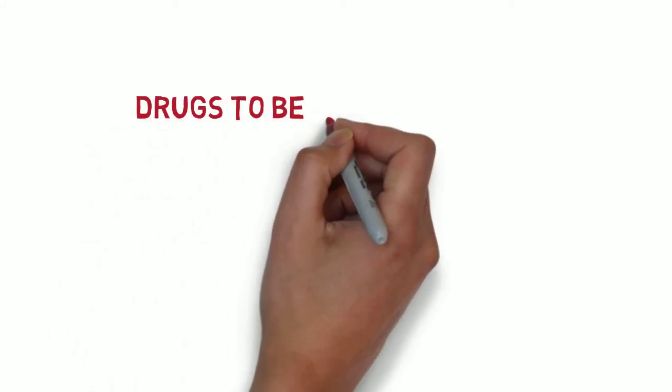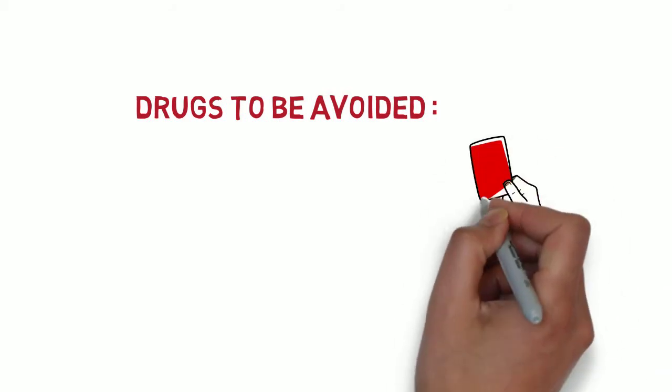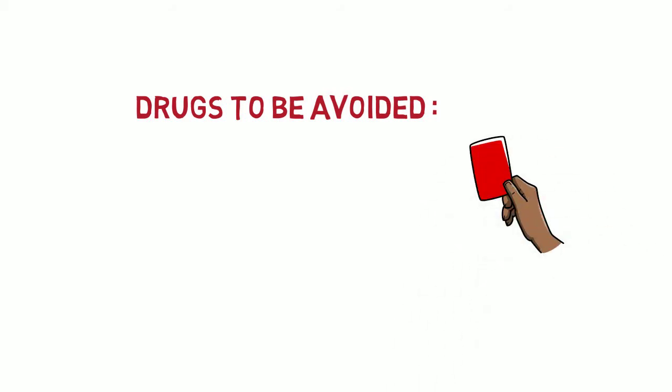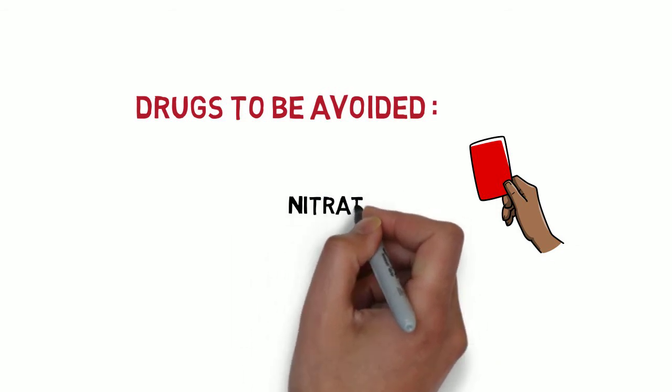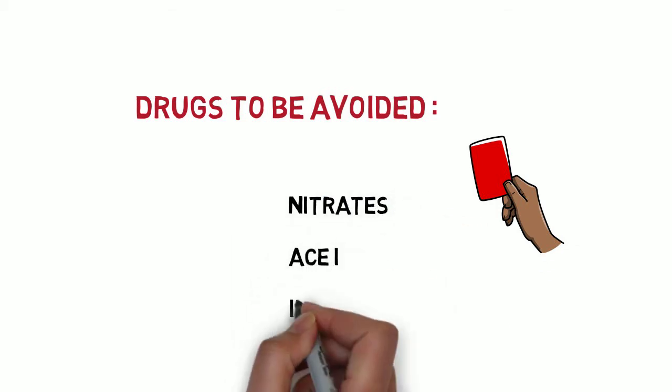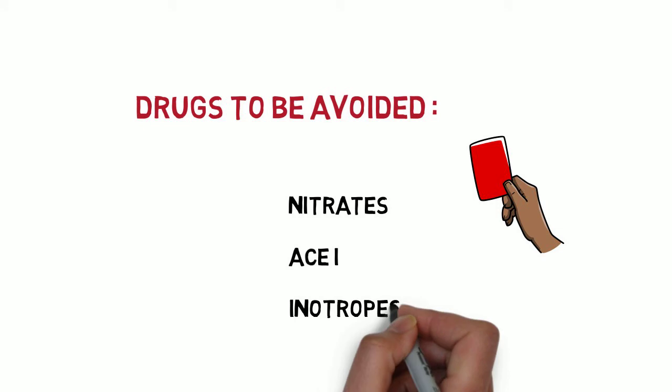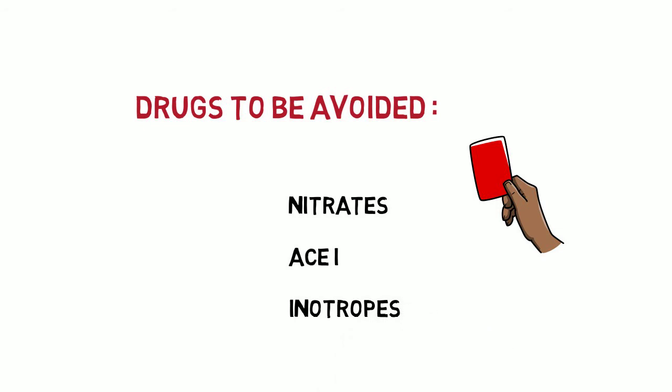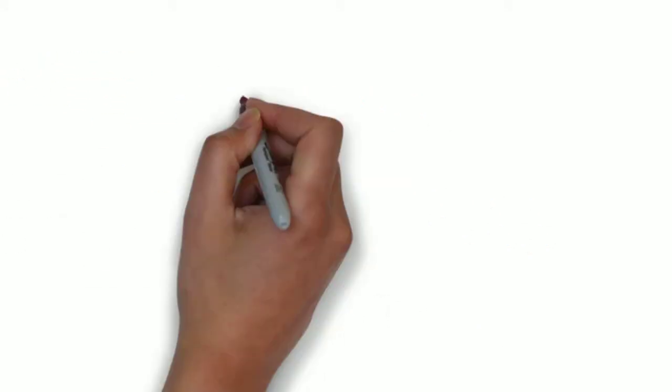Now, there are some drugs we should avoid in hypertrophic obstructive cardiomyopathy because these drugs will deteriorate the condition of the patient. And these drugs are number 1, nitrates, number 2, ACE inhibitors, and number 3, inotropes, that is noradrenaline, adrenaline, etc.